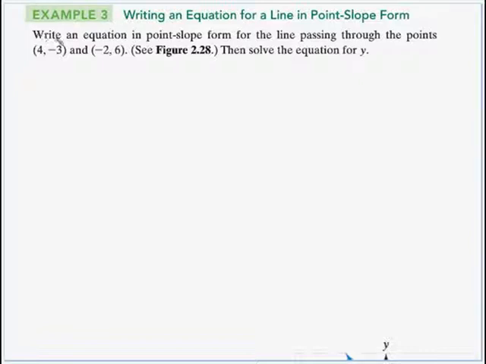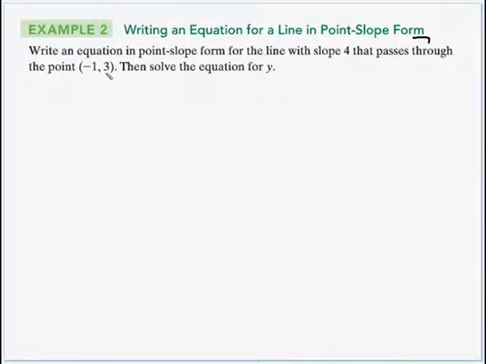All right, example 3, write the equation in point slope form for a line passing through these 2 points, and then solve the equation for y. Now the difference between example 2 and 3 here, in example 2 they handed us the slope on a silver platter. They said the slope is 4 and gave it right to us.